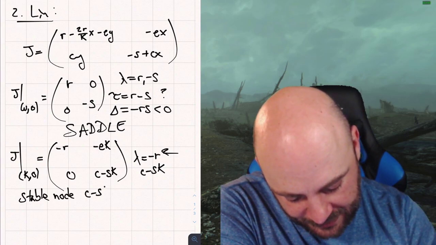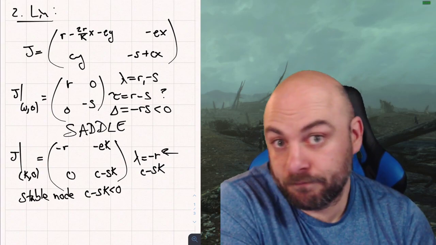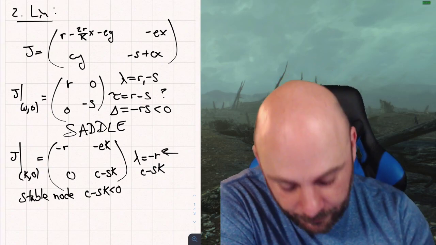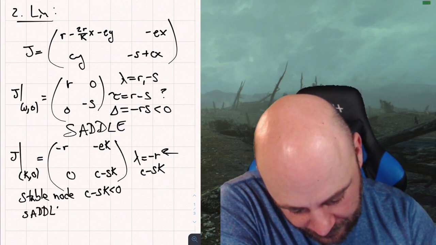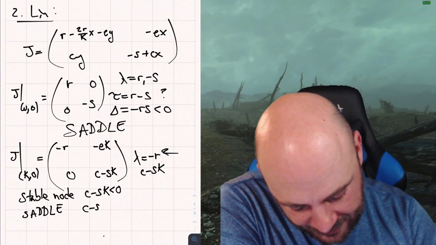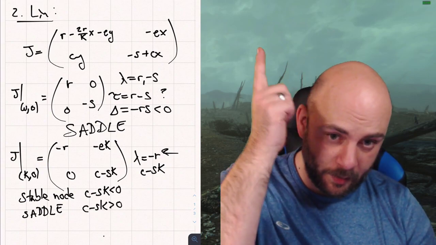If C minus SK is negative, I know it's a node because I can't get complex values here. They're not complex conjugates, so I know it's not a spiral. Or a saddle if C minus SK is positive. Keep that in our brains.